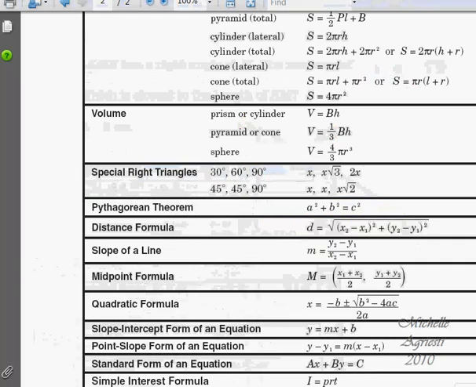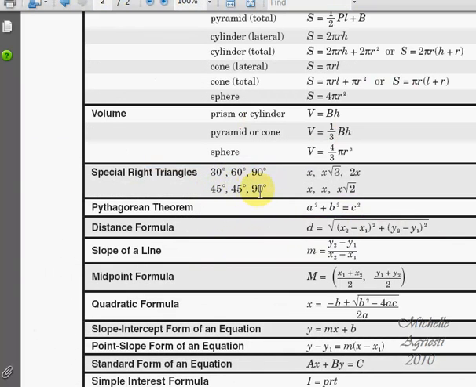Just look at the other special right triangle there, the 45, 45, 90. And across from the two 45 degree angles, you have side lengths that are both x, with across from the 90 degree angle, the hypotenuse is x times the square root of 2. Notice there's a 2 for this hypotenuse also. So that's a good way to remember these things.